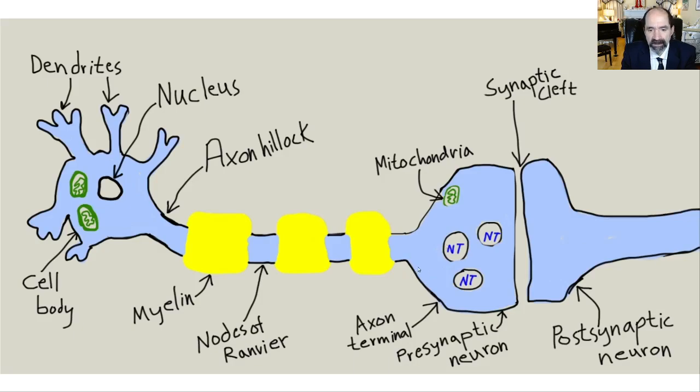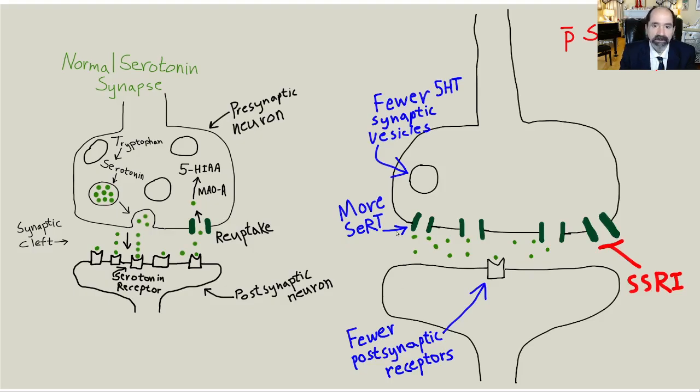This causes a calcium influx into the axon terminal. Neurotransmitter is released from the presynaptic neuron. It travels to the synaptic cleft. Neurotransmitter diffuses across the synaptic cleft to the postsynaptic neuron and exerts an effect on the postsynaptic neuron. So that's how it basically works. Here is a typical synapse.